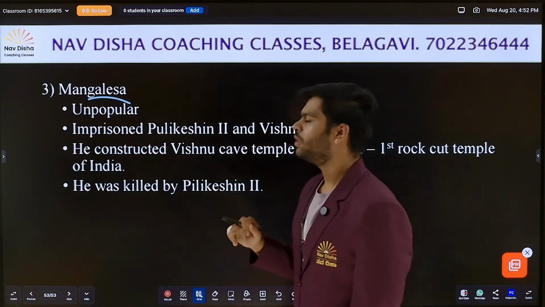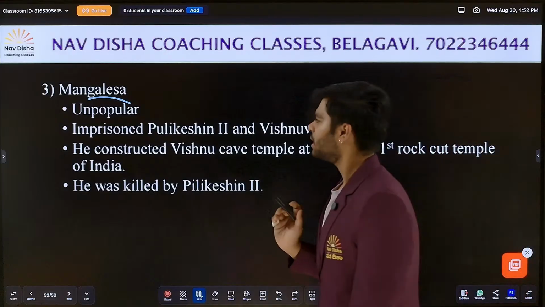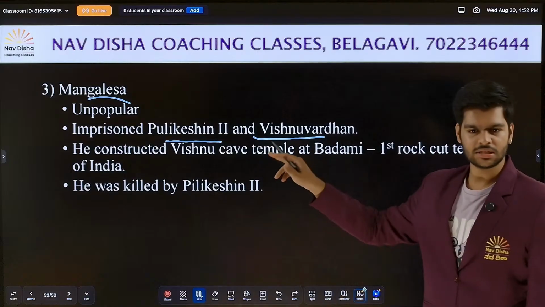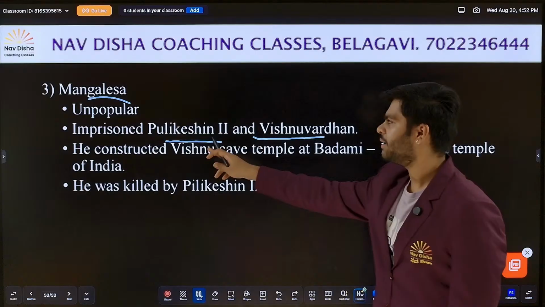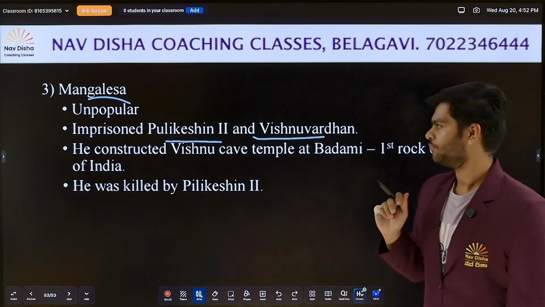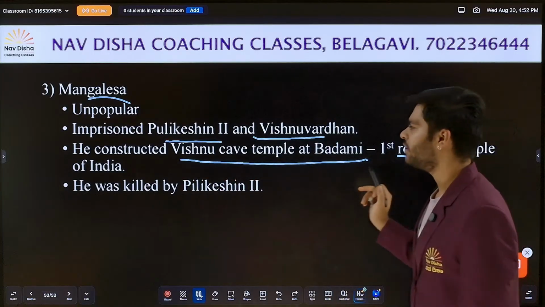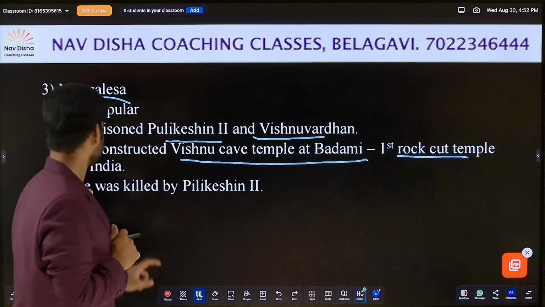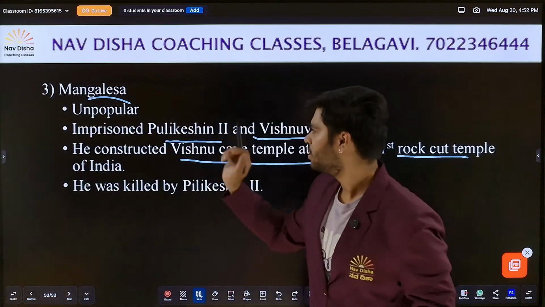Mangalesa was unpopular because he collected heavy taxes from the people, so people did not like him. He imprisoned Pulikeshin II and Vishnuvardhan, the sons of his brother Kirtivarman I, so that they should not come and ask for the throne or power. He constructed the Vishnu cave temple at Badami, the first rock cut cave temple of India. He was killed by Pulikeshin II. So Pulikeshin II later killed Mangalesa.